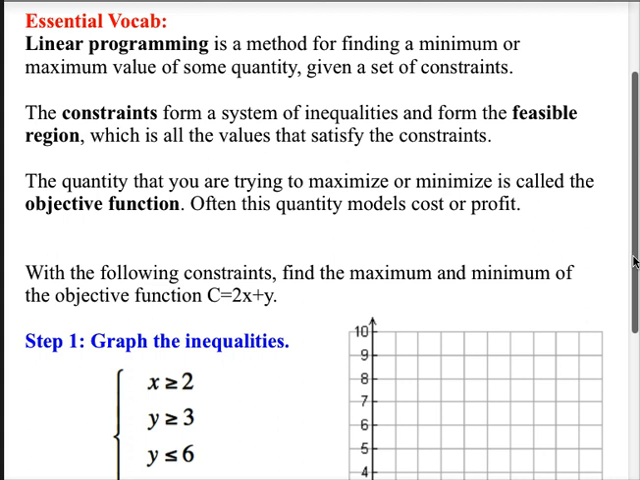Then the quantity we're trying to maximize is called the objective function. This is usually modeling cost or profit. Obviously, if we're talking about cost, we're trying to minimize cost or maximize our profit. That's what businesses are obviously after.